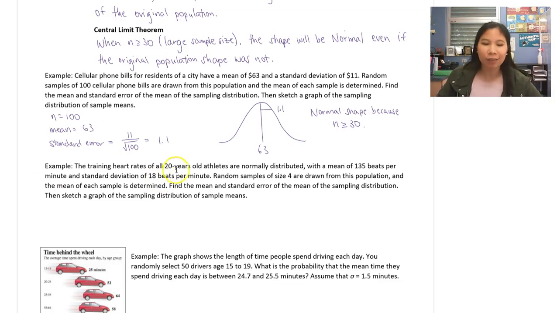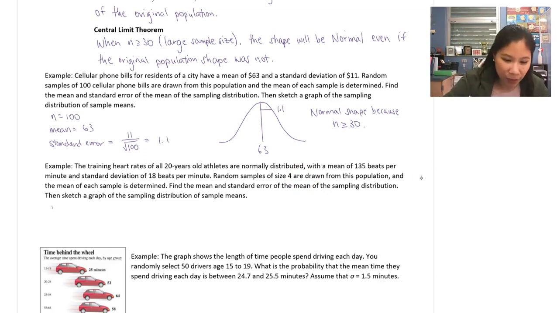For this next example, we're going to do something similar. This time, the training heart rates of all 20-year-old athletes are normally distributed with a mean of 135 beats per minute and a standard deviation of 18 beats per minute. Random samples of size 4 are drawn from this population, and the mean of each sample is determined. Find the mean and standard error, then sketch a graph.